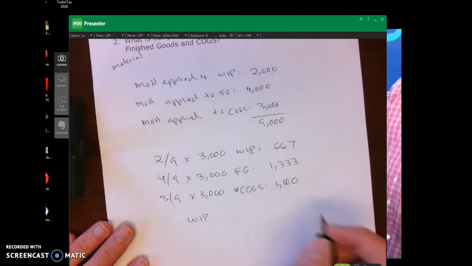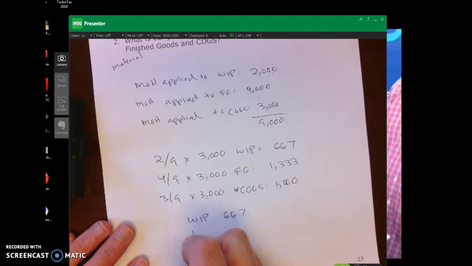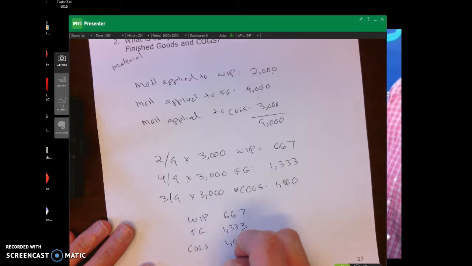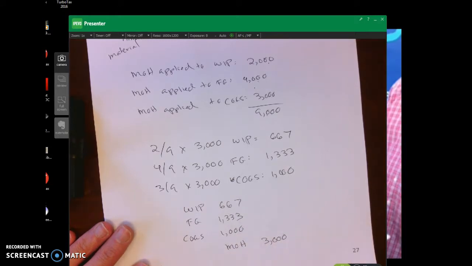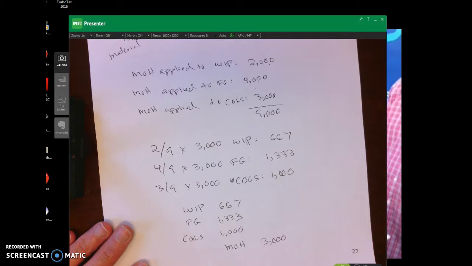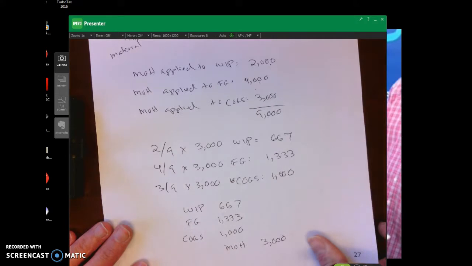It's going to be a debit to WIP for $667, a debit to finished goods for $1,000, and a debit to cost of goods sold, I forgot about that, for $1,000, and then the credit to manufacturing overhead for $3,000 right there. Okay, so that would be our journal entry to prorate among finished goods, cost of goods sold, and work in process. Okay, so I have a problem on the next page, on page 28.